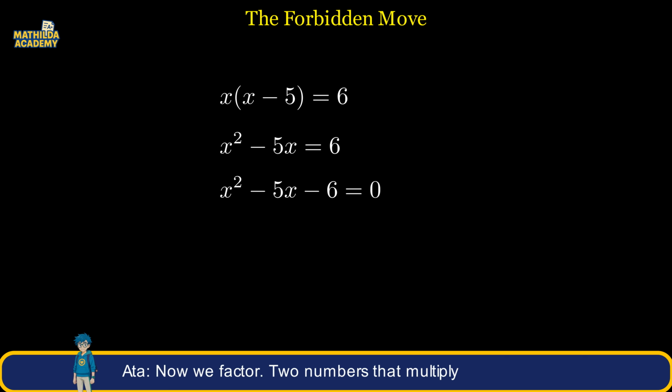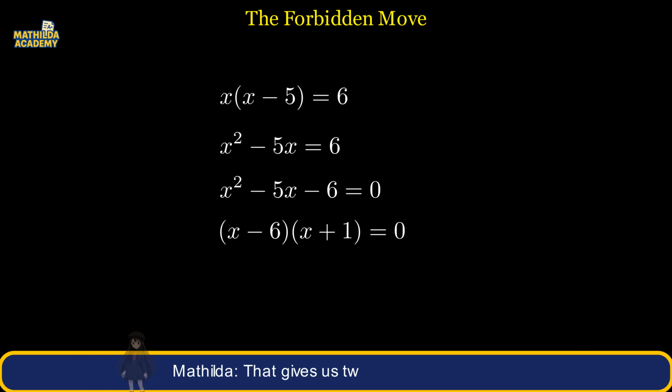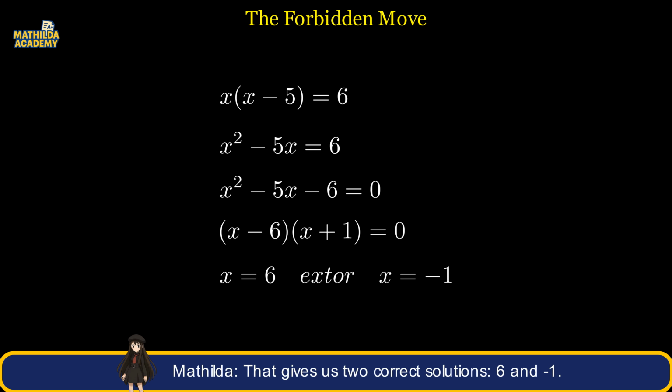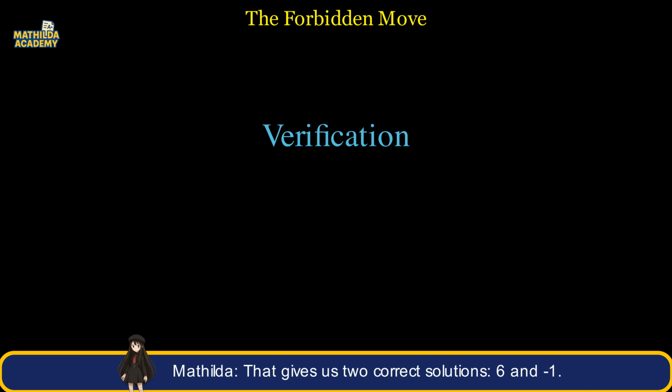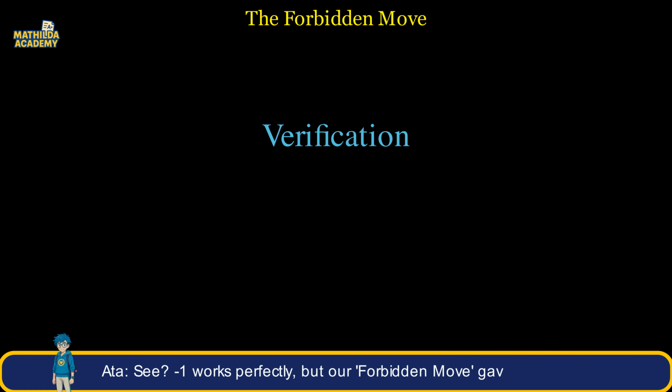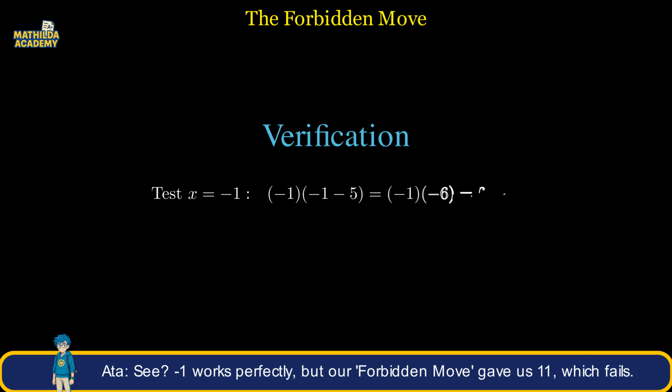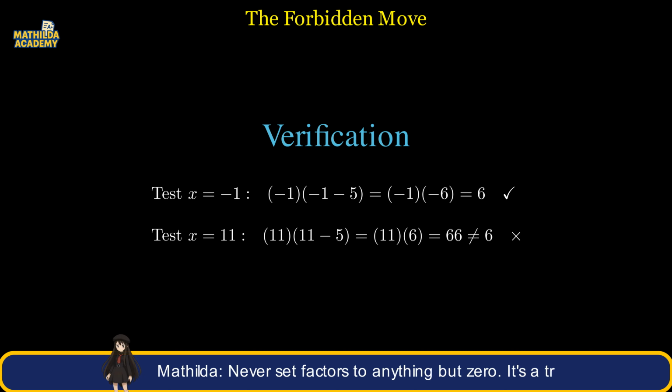Now we factor two numbers that multiply to -6 and add to -5. That gives us two correct solutions, 6 and -1. See? -1 works perfectly, but our forbidden move gave us 11, which fails. Never set factors to anything but 0. It's a trap.